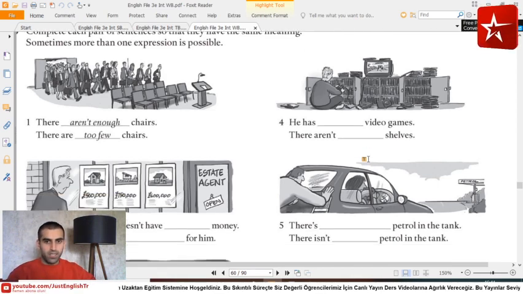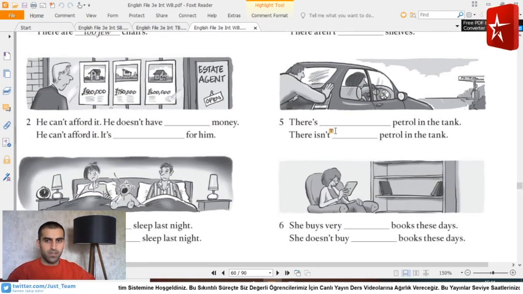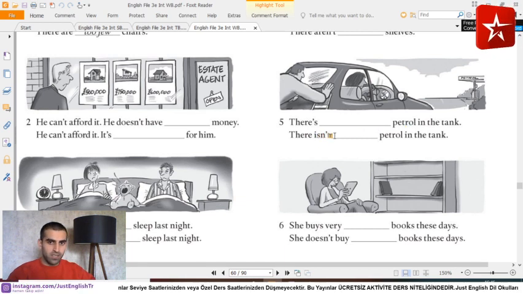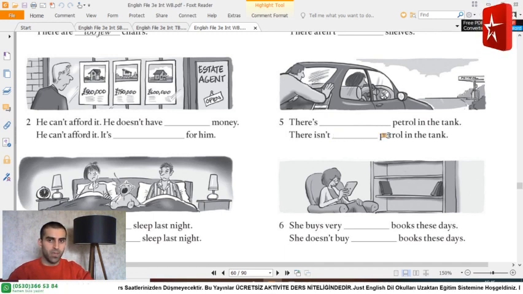Great. And number 5, there is blah blah blah petrol in the tank. There is not blah blah blah petrol in the tank. So we have 2 sentences, and we have to use 2 different words here to complete the sentence. The first one, there is no petrol in the tank. Mr. Melis says no petrol. Yes, it's correct. And there is not any petrol in the tank. Yes, the first one is no, the second one is any. There's not any petrol in the tank.